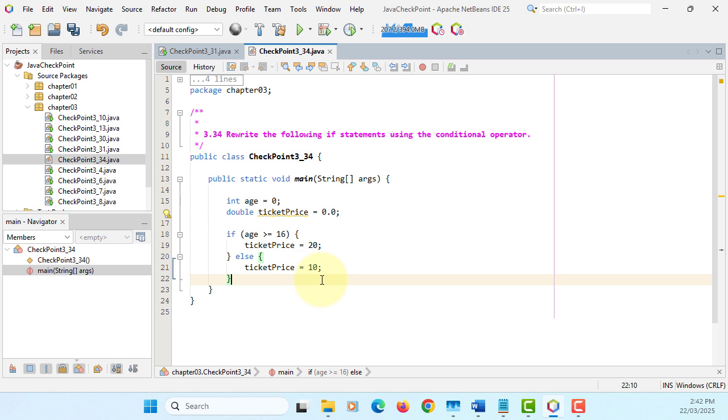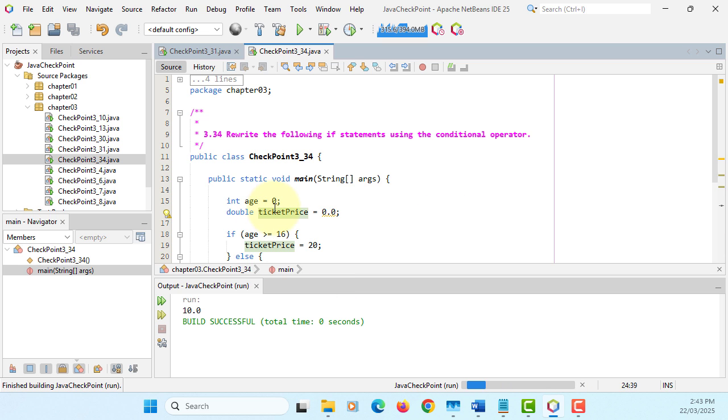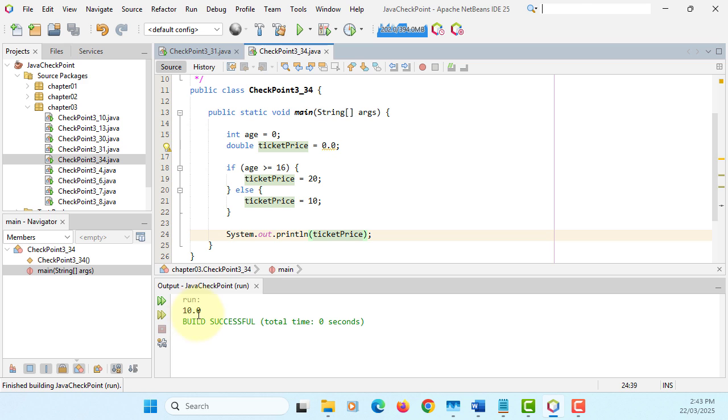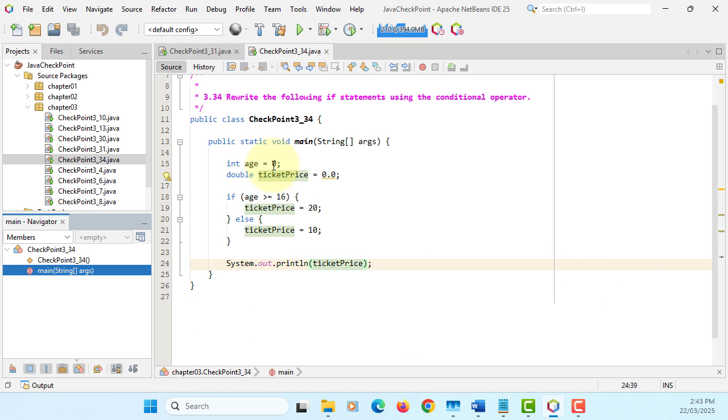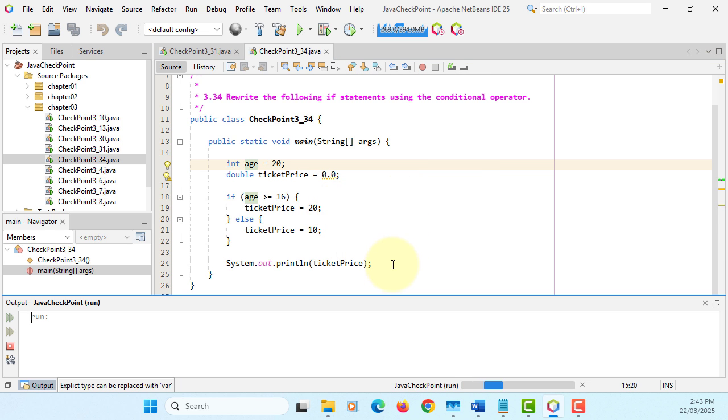Okay, let's say we print actual ticket price. Let's try to run it. Again, the age is 0 years old, so still have to pay $10. Okay, so let's say 20. Okay, we pay 20.